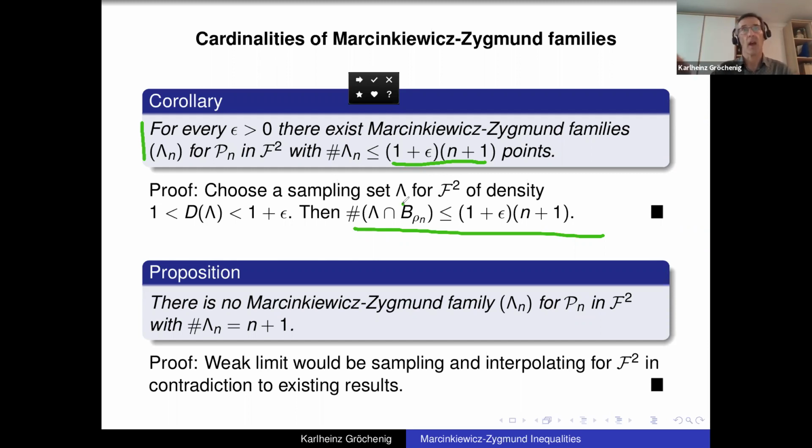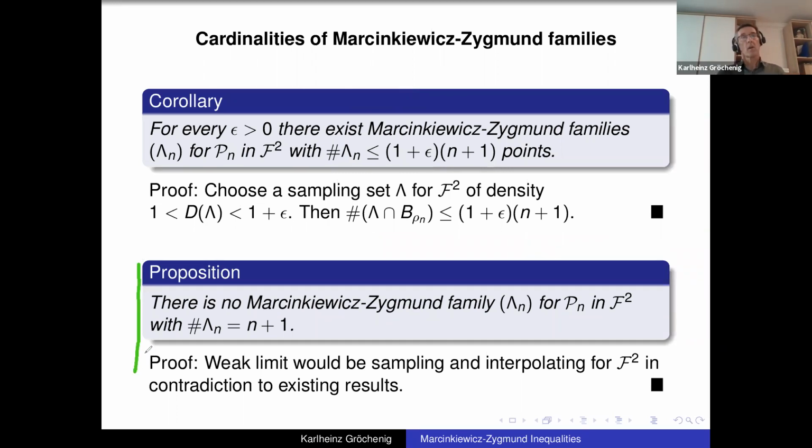disks whose area is n. However, you need slightly more than n+1 points in order to guarantee uniform sampling inequalities for polynomials. And you cannot do the optimal thing. There is no Marcinkiewicz-Zygmund family with precisely n+1 points. The proof is indirect. If such a Marcinkiewicz-Zygmund family existed, then you take a weak limit, you get a sampling set for Fock space by the theorem I showed you. And at the same time, this would be an interpolating set for Fock space. And it's known that such sets do not exist.